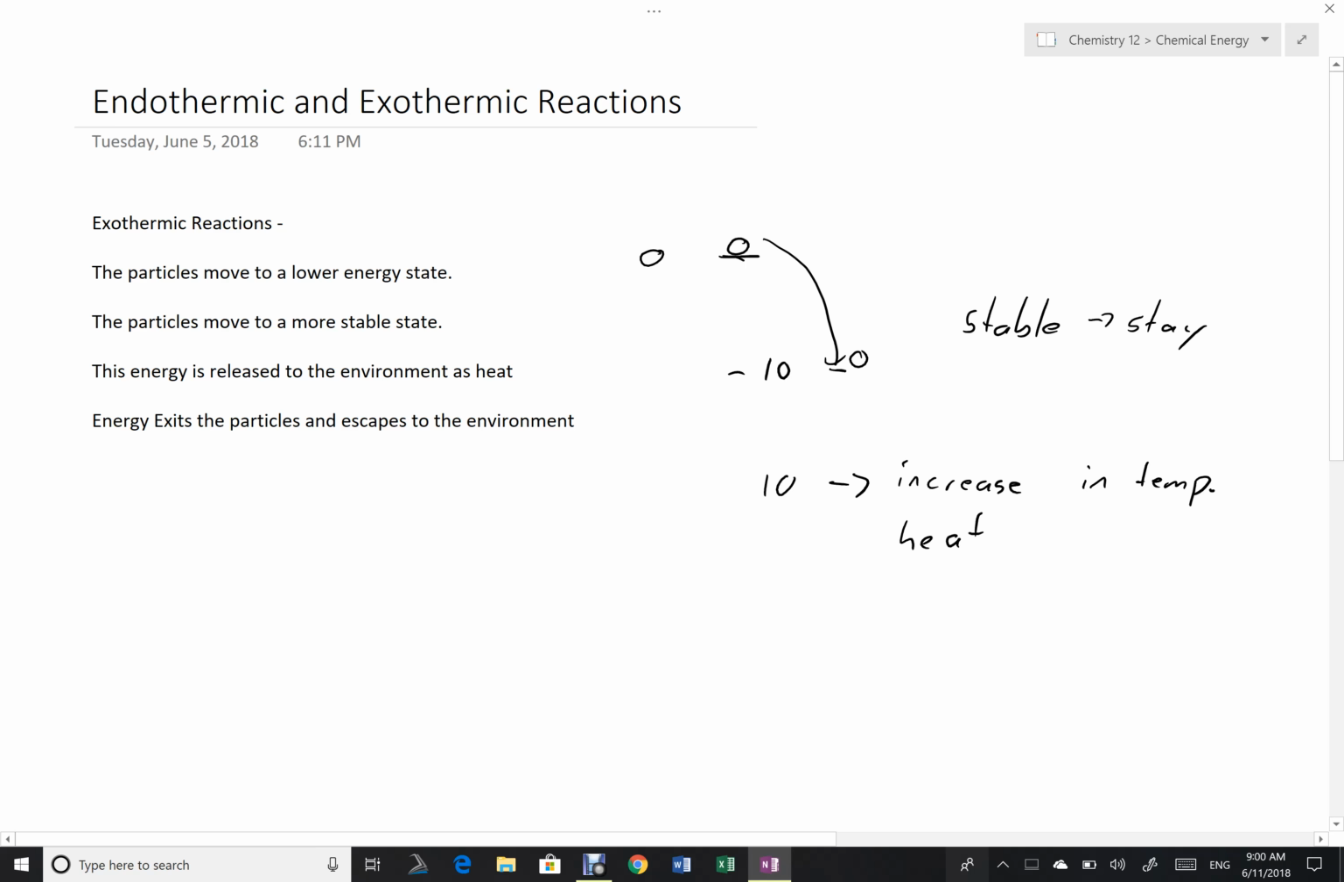So energy was inside the particles. So here's our particles, and they had energy in them. And then they went to a state where they had less energy. So the energy came out of them. Let's just have it come out. And then in the environment, this was available to things like the motion of particles. Or as we refer to that, the temperature of the substance.